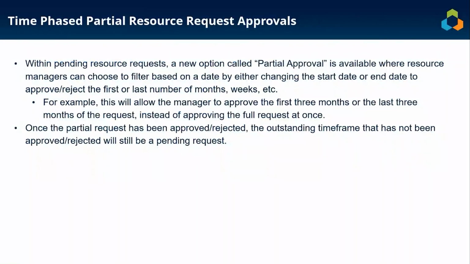Another feature we have in 9.3 is time phase partial resource request approvals. Now within pending resource requests, a new option called partial approval is available where resource managers can choose to filter based on a date by either changing the start date or the end date to approve or reject the first or last number of months, weeks, etc.